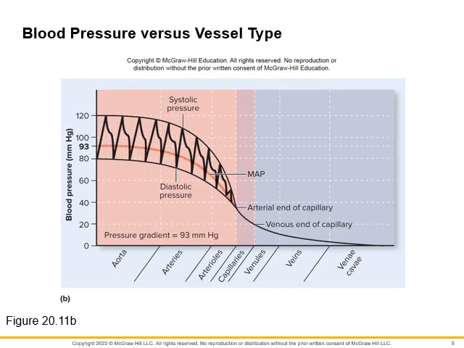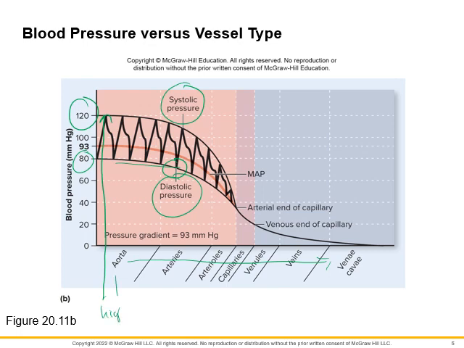I like this image. It's showing you the systolic pressure at 120, and the diastolic pressure at about 80. And then it's showing you what the pressure is as it moves through the vessels. So pressure is highest at the aorta. We can see as it's traveling through the arteries, remember, we start with elastic arteries, then muscular arteries, then we finally get to arterioles. And right about here, they're talking about the arterial end of the capillary and the venous end of the capillary.